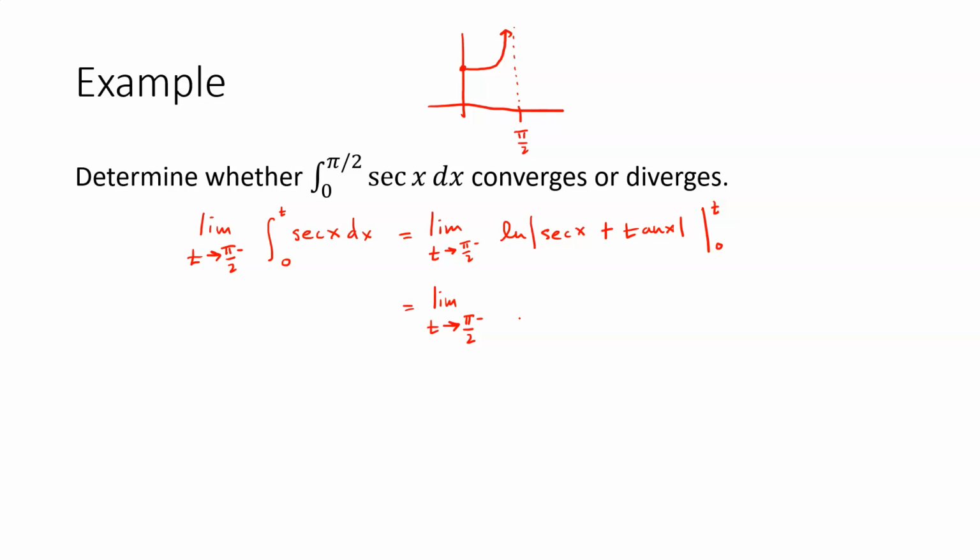So we'll evaluate it at t, so that'll be ln of secant t plus tangent t minus ln of secant of 0, which is 1, plus tangent of 0, which is 0, and then ln of 1 will be 0.